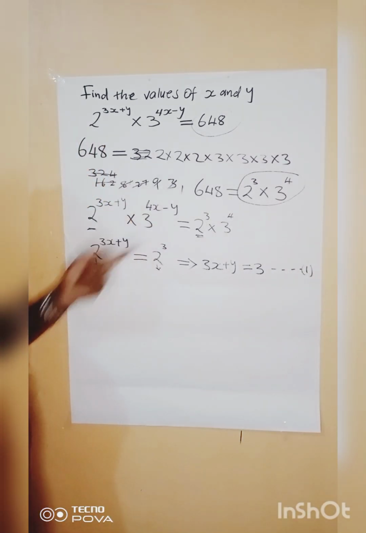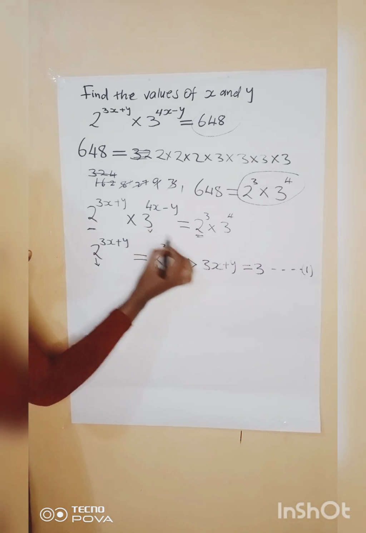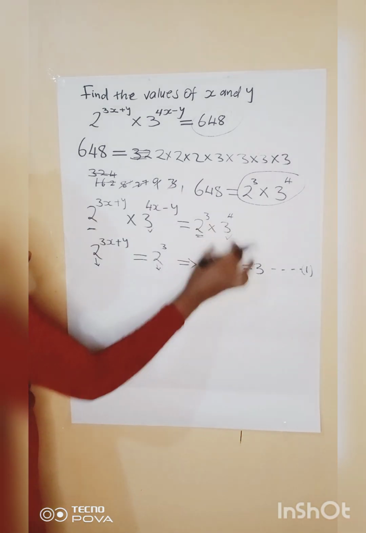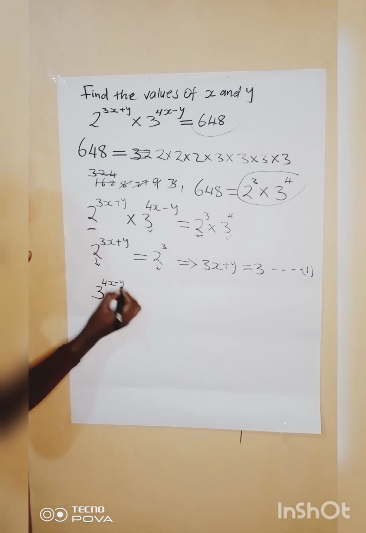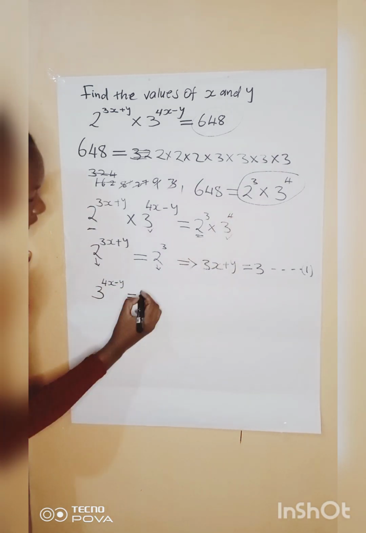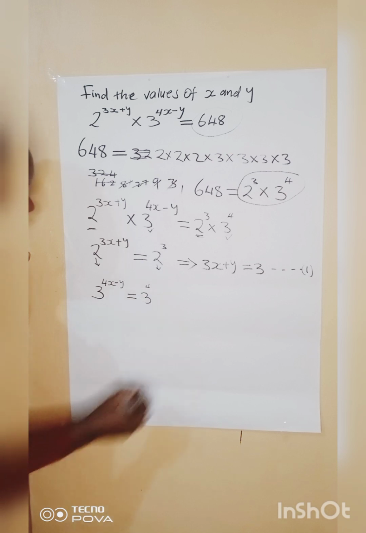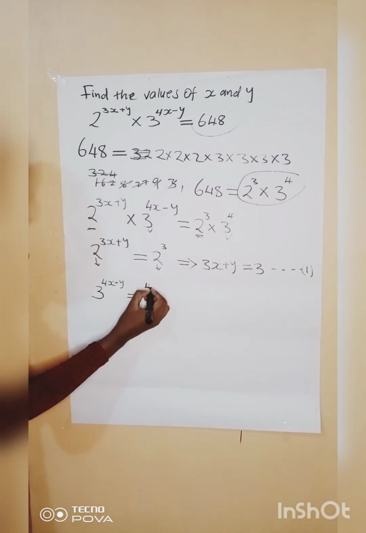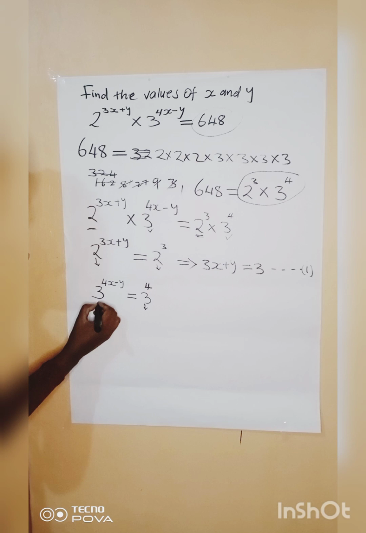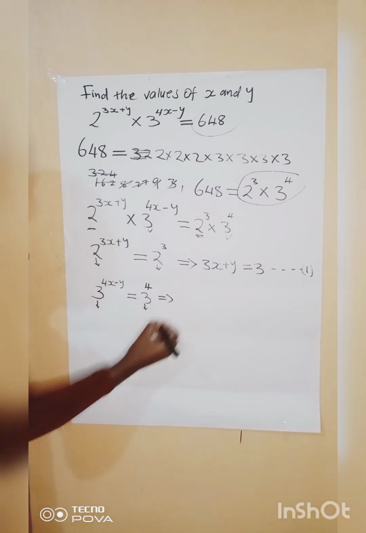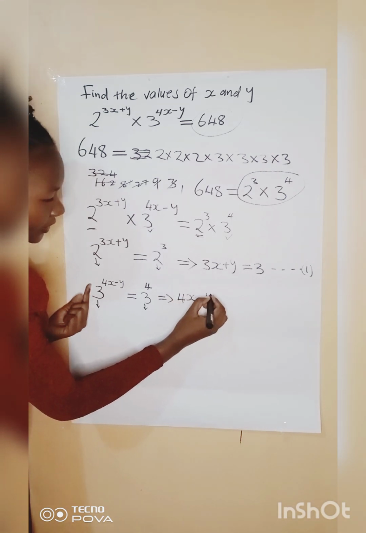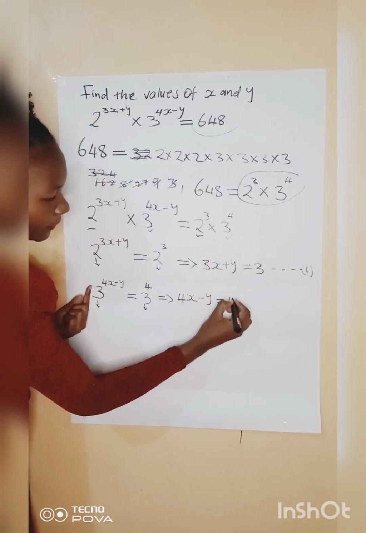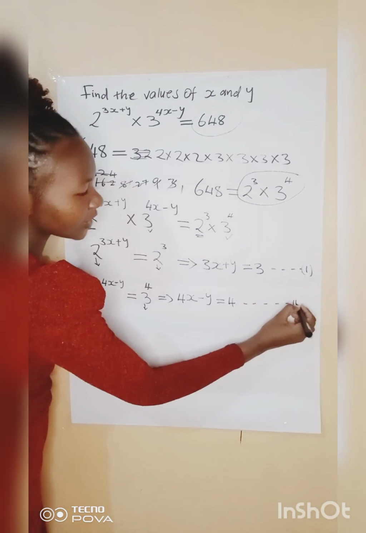Then we come back here, we go to values whereby the bases are 3. Values with base 3, we write 3 raised to power 4x minus y equals, on the other side we have 3 raised to power 4. Again, the bases are the same, so we drop them, we remain with the powers. So on this side, I'm going to write 4x minus y equals 4, and this gives us another equation here.